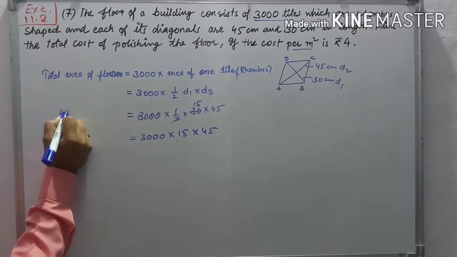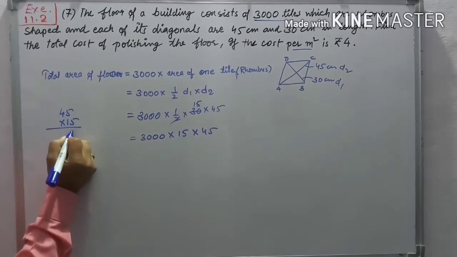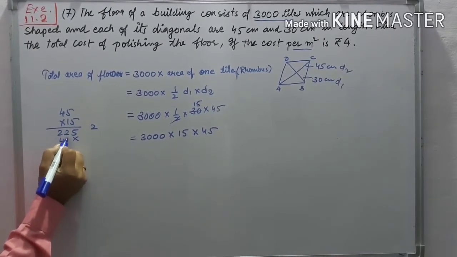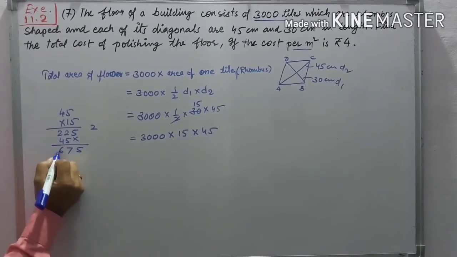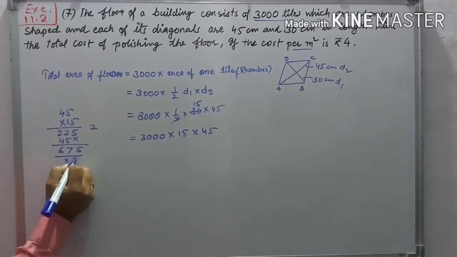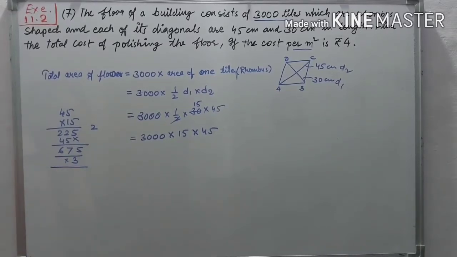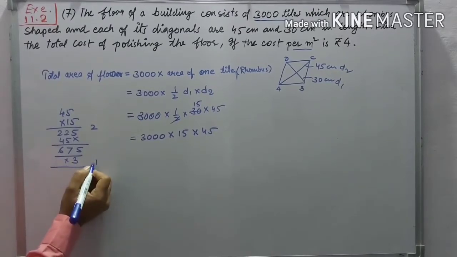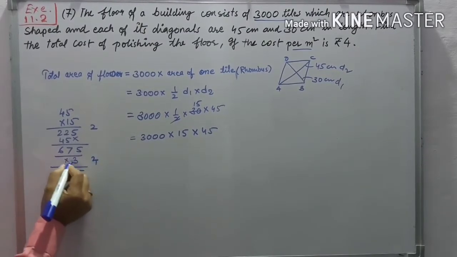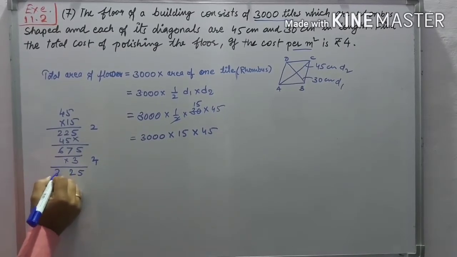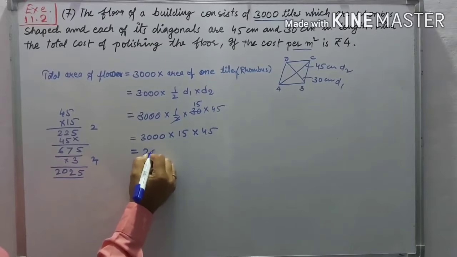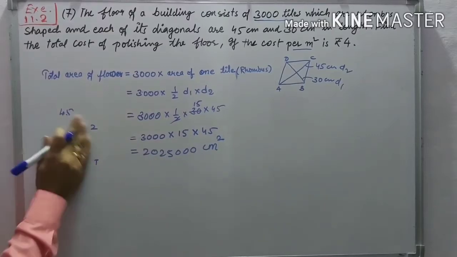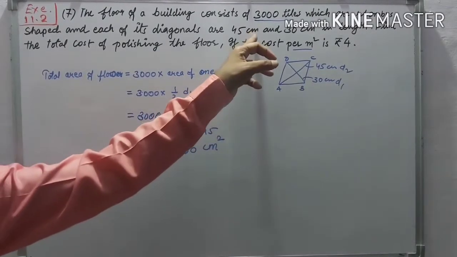Now multiply 45 into 15. 5 fives are 25, write 5 carry 2; 5 fours are 20, and 22; then 1 into 45 gives 45, so 45 into 15 is 675. Then multiplying by 3000, the final answer is 2025000. The unit is centimeter square, because the diagonals' length is in centimeter.